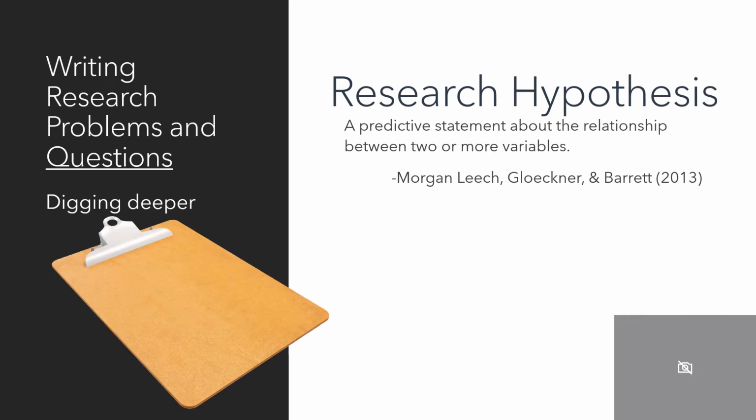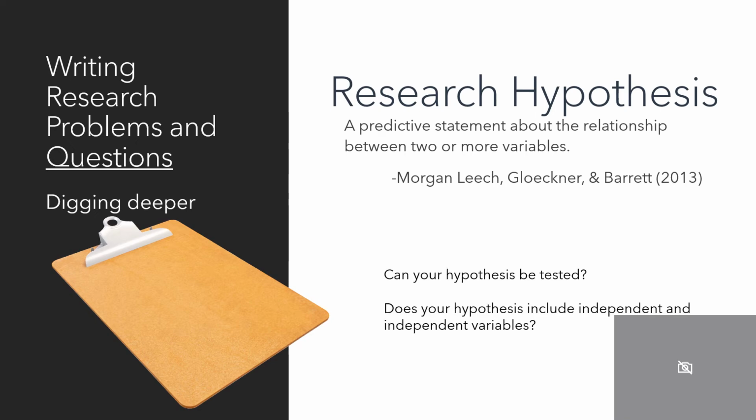The research hypothesis is much like the research question, but it is a statement, ends with a period. It is a specific, clear, and testable predictive statement about the outcome of a scientific research study based on a particular property of a specific population. A good two-pronged check to determine a good research hypothesis is: can your hypothesis be tested, and does it have the independent and dependent variables represented?